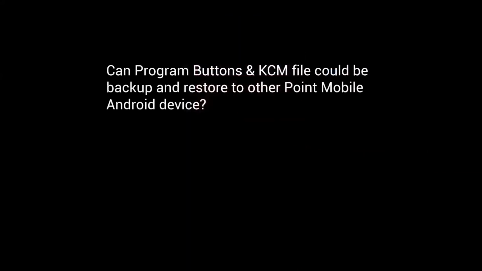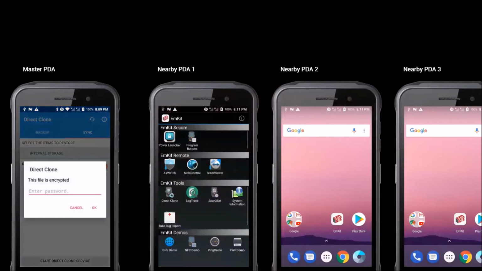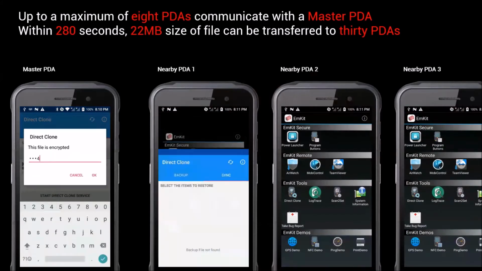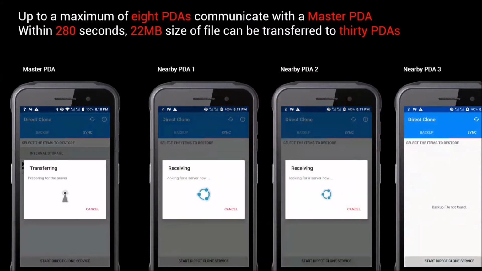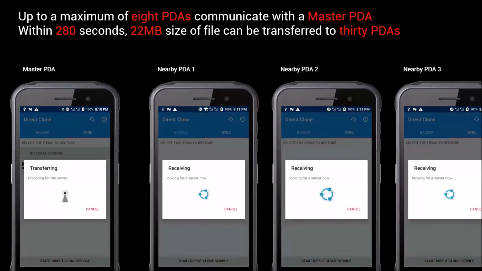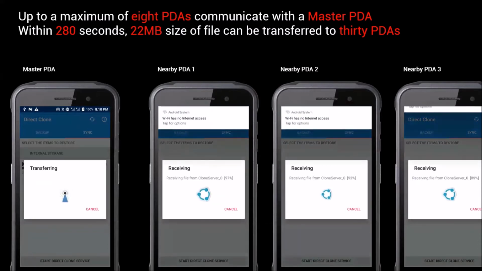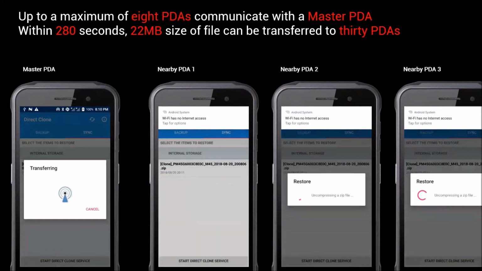So can program buttons and KCM files be backed up and restored to other Point Mobile Android devices? The answer is yes. You can deploy any KCM files and program button settings with Direct Clone. In the first webinar, we introduced Direct Clone's wireless deploy function, where one of your PDAs works as a backup file deploying server, and it communicates with hotspot technology.